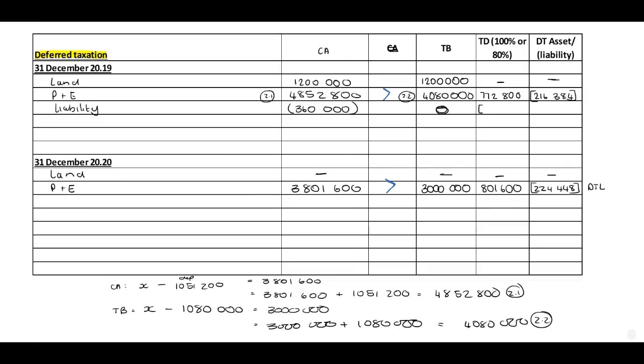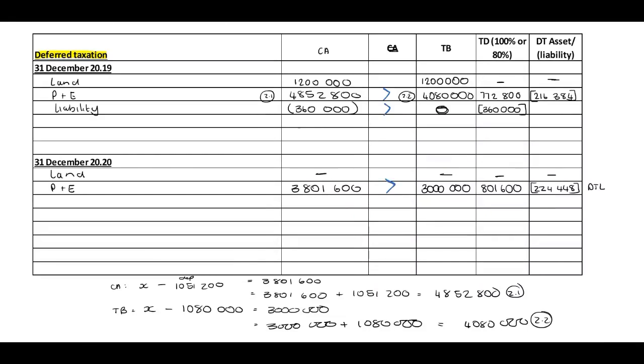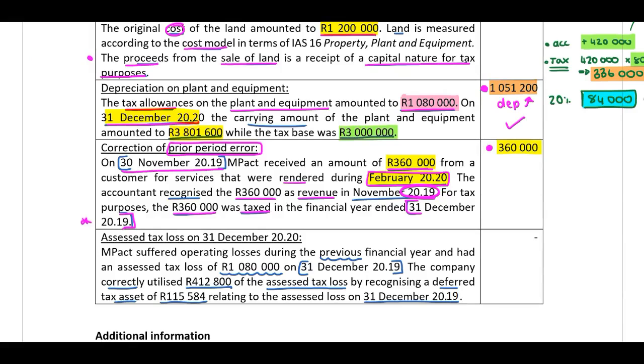Therefore, when you look at this, our carrying amount is $360,000, which they have already taxed in the prior year, 2019, less any amount that will not be deductible for tax purposes in future. You agree with us? The $360,000 will not be deductible in future. Guys, they've already taxed it. It's a tax amount. Therefore, 360 minus 360, and it's 0. Okay, so our tax base will be 0. We will have a temporary difference of 360,000.